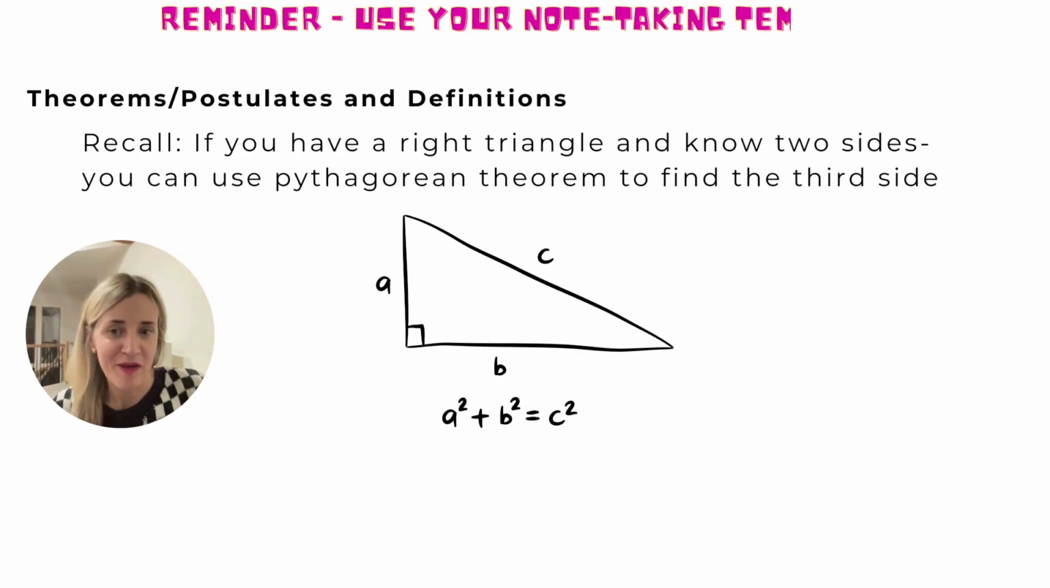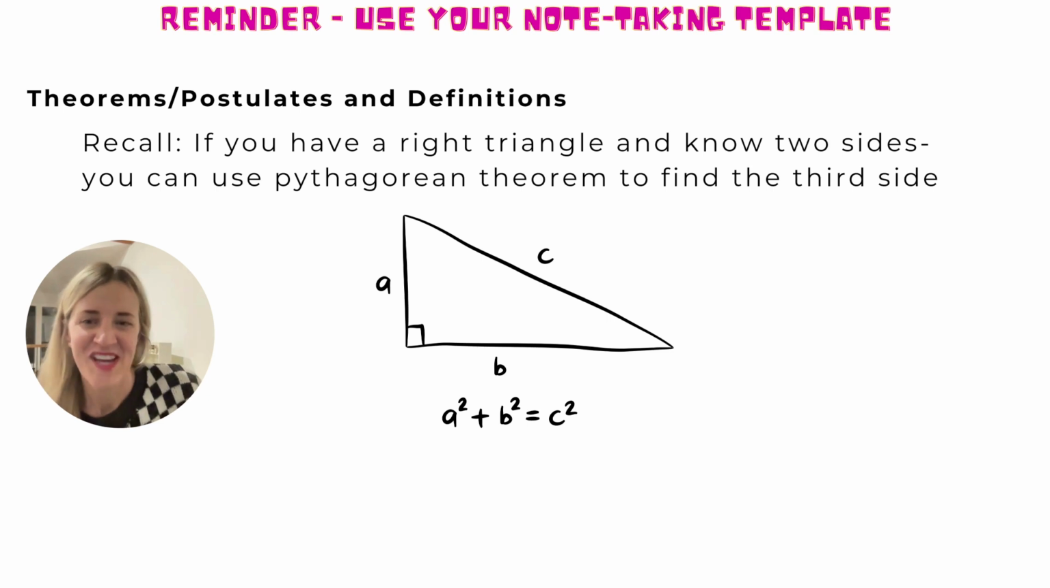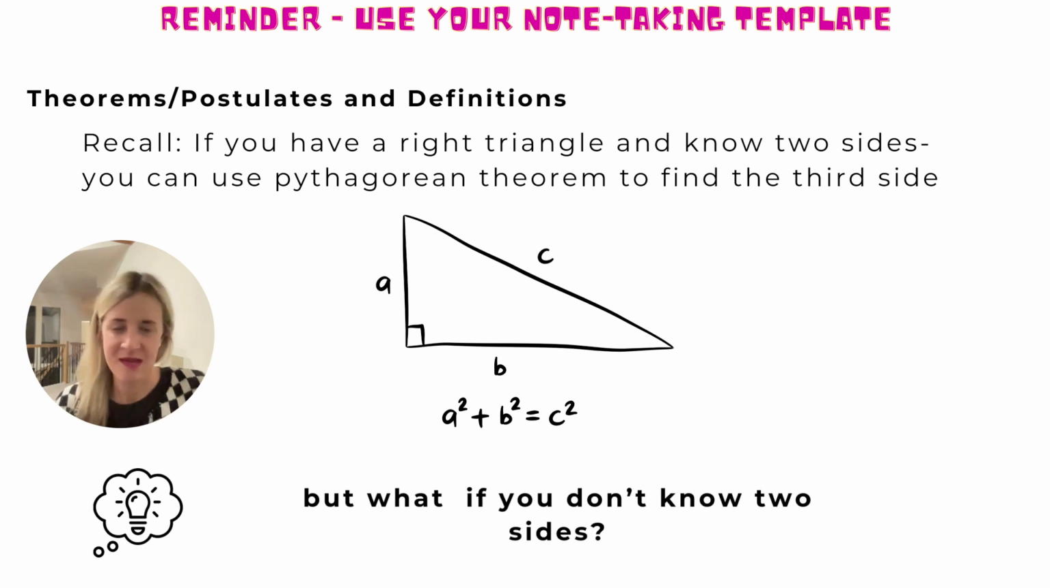So as a reminder, if you have a right triangle and know two sides, you can use the Pythagorean theorem to find the third side. Recall the Pythagorean theorem: a squared plus b squared equals c squared. But what if you don't know the length of two sides? What do you do?